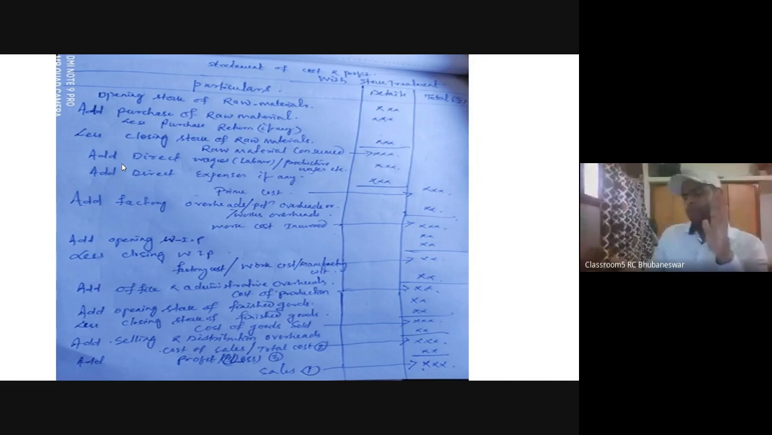So here, after finding out the cost of goods sold, we will add the selling and distribution overheads, and we will get the entire total cost, which is known as the cost of sales. This total cost will be compared with the total sales. So total of cost and total of sales.